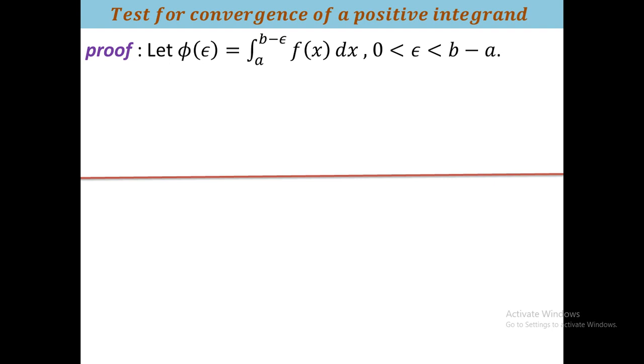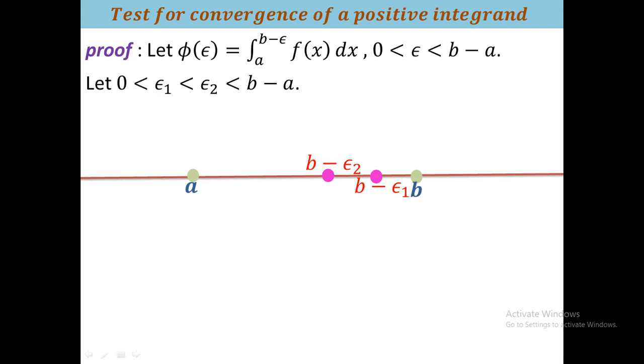Here I draw a real line, and suppose this point is a, and on the right hand side the point is b. We take a length epsilon 1, suppose we subtract epsilon 1 from b, so this point is b minus epsilon 1. We take another length epsilon 2 which is greater than epsilon 1, so this point is b minus epsilon 2. Clearly epsilon 1 is less than epsilon 2, that is, epsilon 2 is greater than epsilon 1.